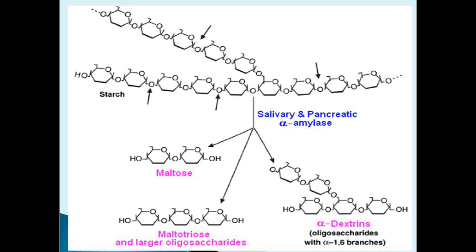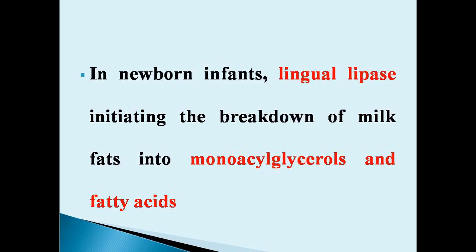Here is the example of starch breakdown. This is the structure of starch. This is the straight chain structure of the starch, and this is the branch chain structure of starch. The enzymes salivary alpha amylase and pancreatic alpha amylase break down this starch into maltose, which is a disaccharide. Maltotriose contains 3 glucose molecules and alpha dextrins consist of several glucose molecules. In newborn infants, lingual lipase initiates the breakdown of milk fats into monoacylglycerol and fatty acid.